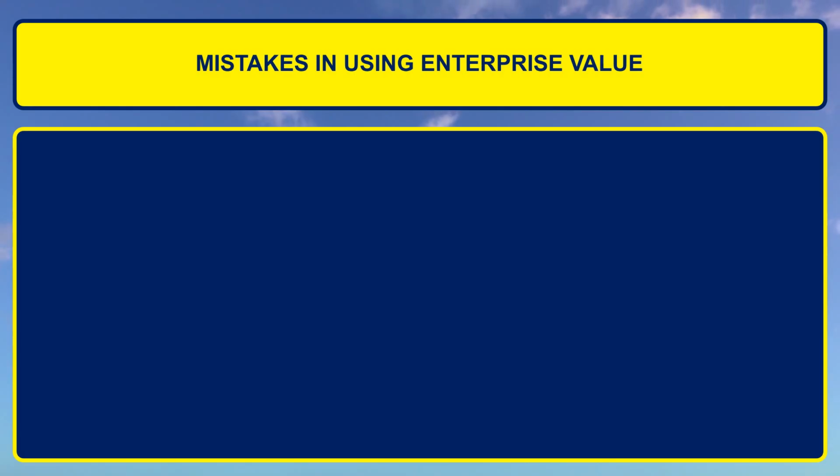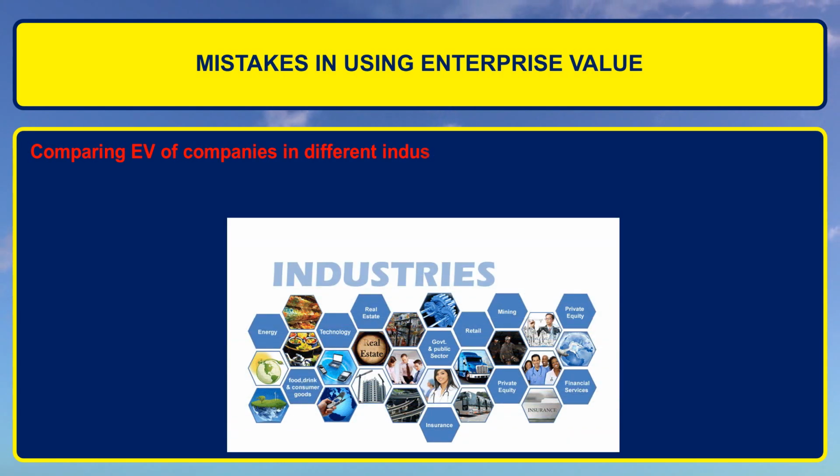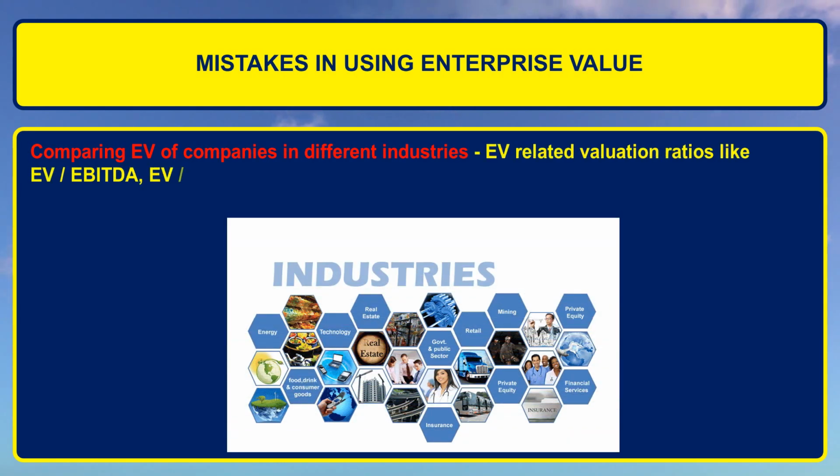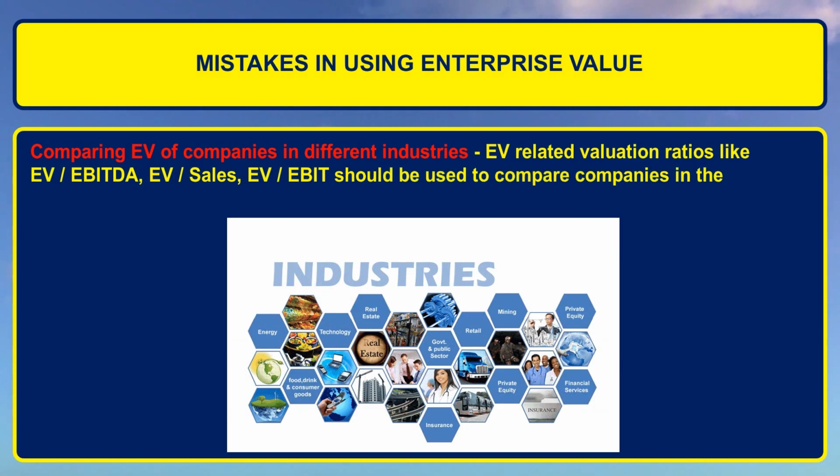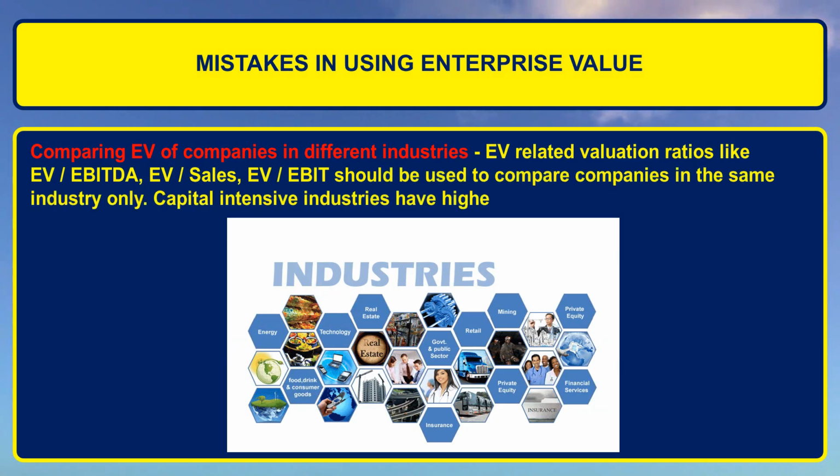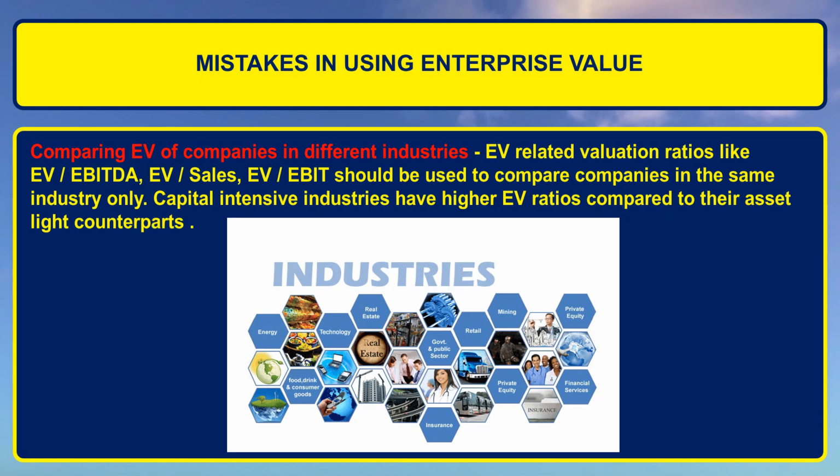Mistake number 4 is comparing EV across different industries. EV ratios like EV/EBITDA are useful within the same industry, but meaningless across different ones. Capital-intensive industries naturally have higher EVs. Compare like with like, or your analysis will be flawed.